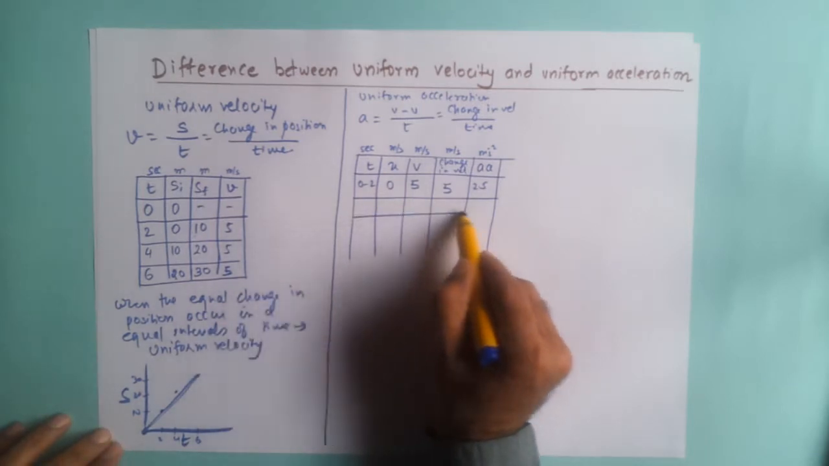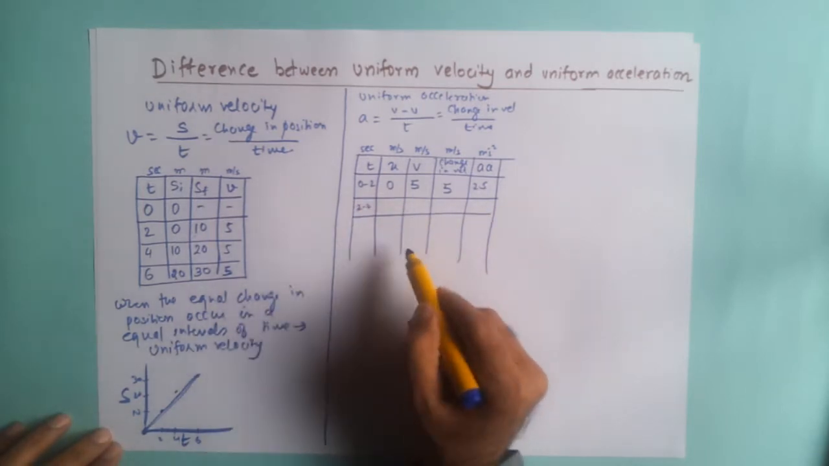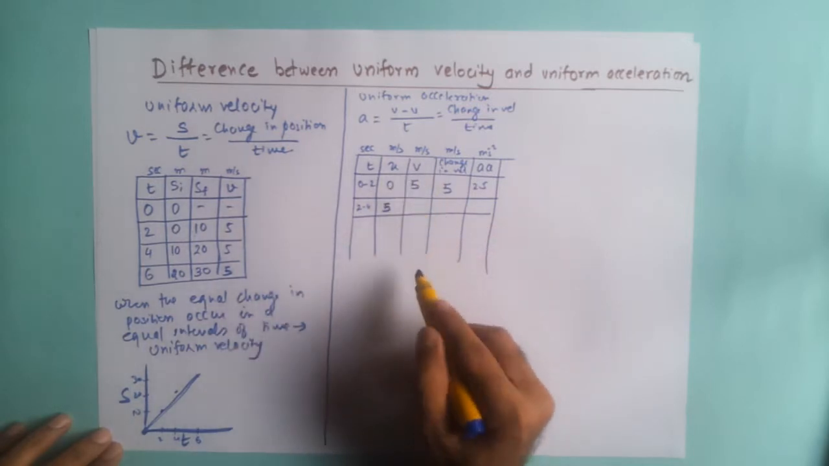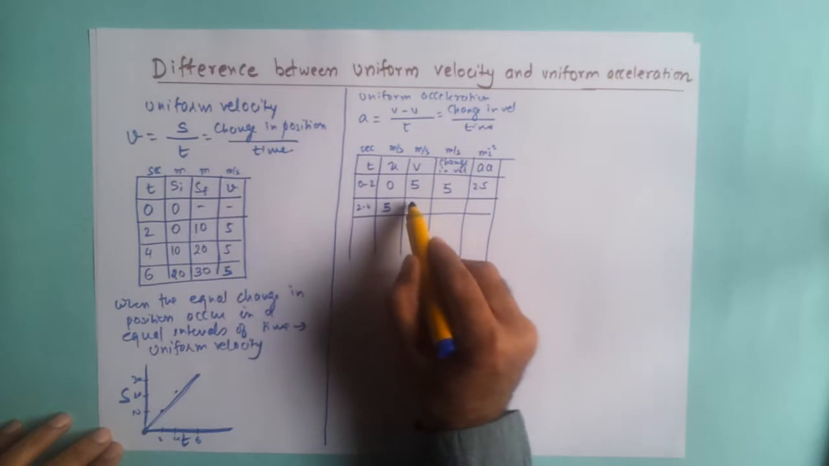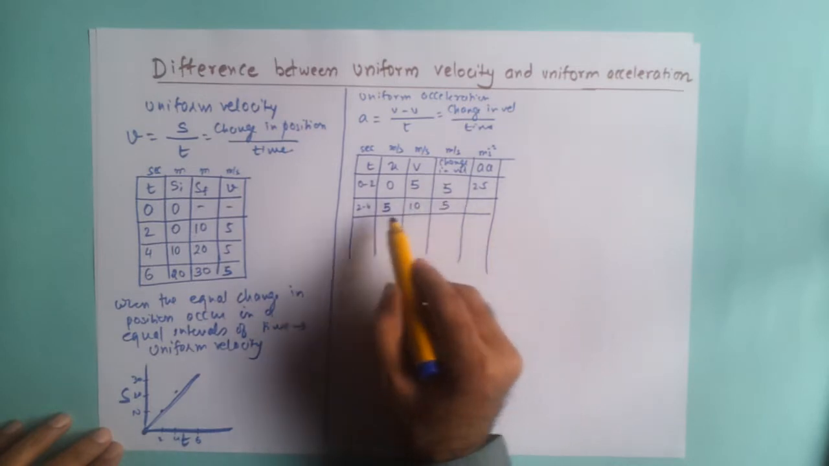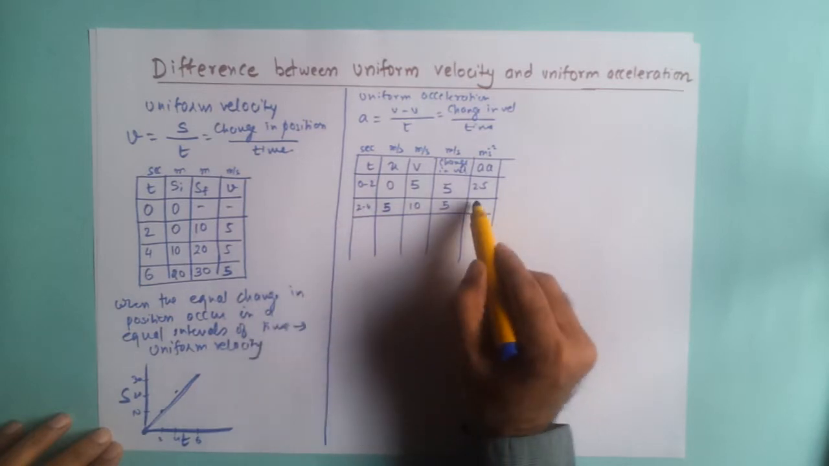And let's say in the next 2 seconds, that is between 2 seconds and 4 seconds, the initial velocity will now be 5, which was the final velocity over here. From 5, let's say it becomes 10. So the change in velocity is again 10 minus 5, 5. And this has happened in 2 seconds. So again 5 by 2, 2.5.